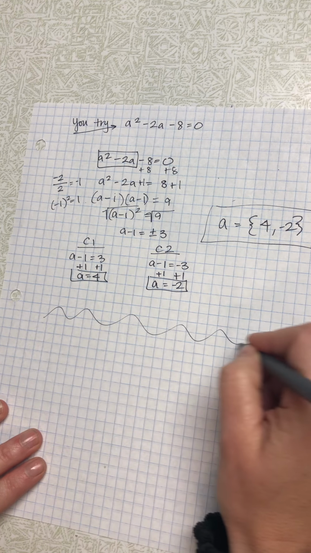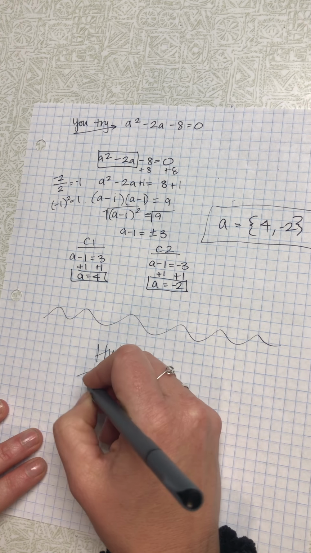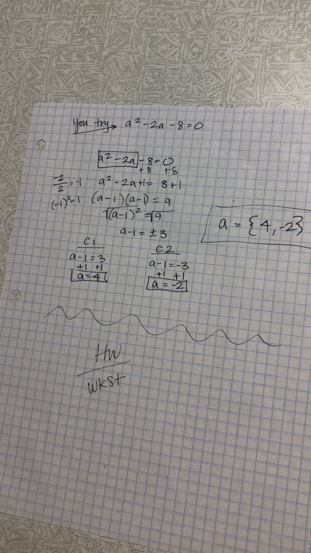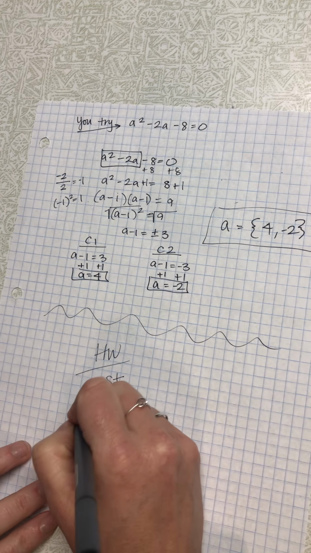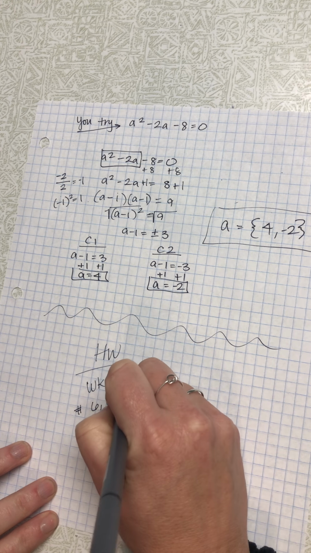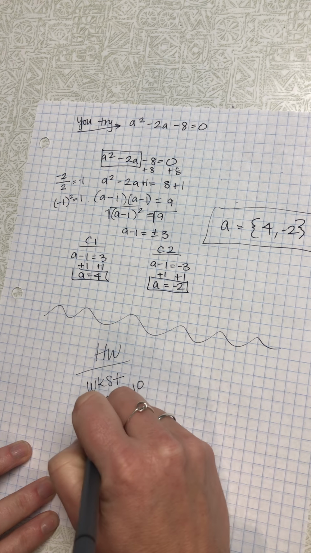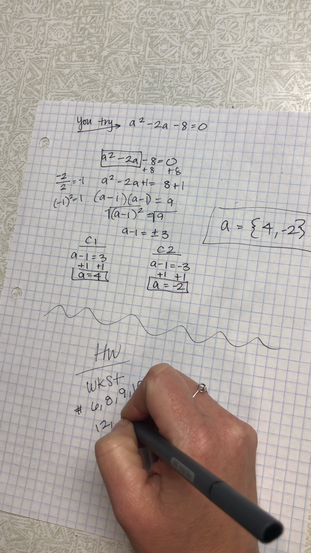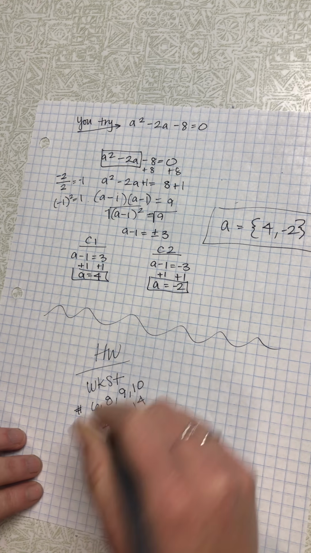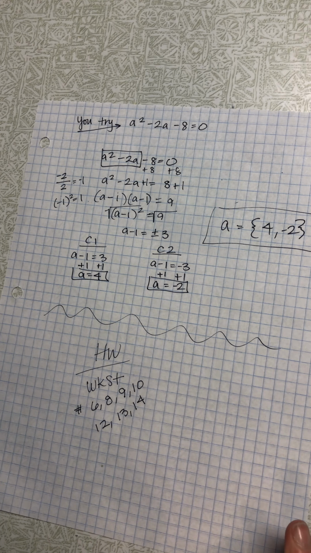For homework today, I'm going to add a worksheet. From the worksheet, I think I'll circle the ones, but I'm going to have you try 6, 8, 9, 10, 12, 13, and 14. 7 problems like this, okay?